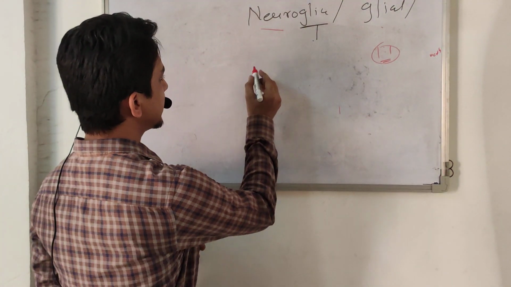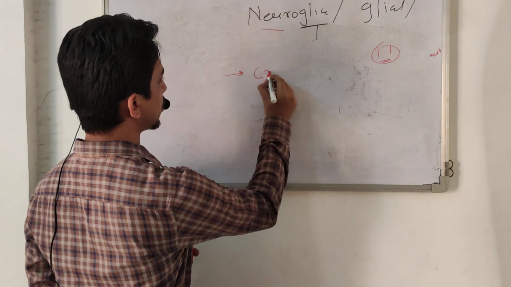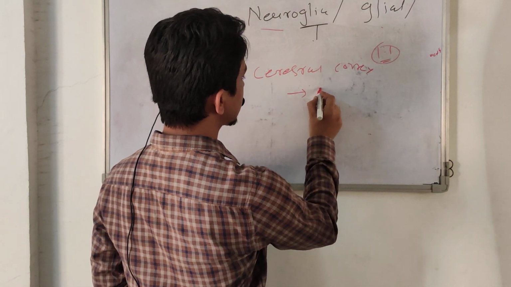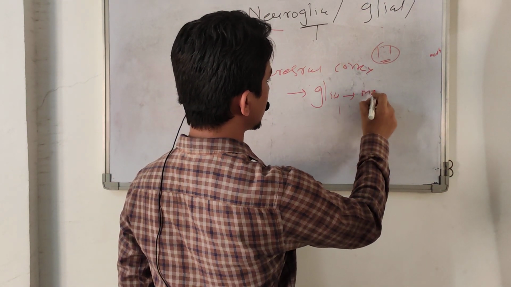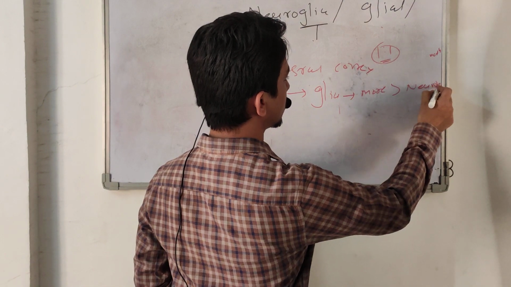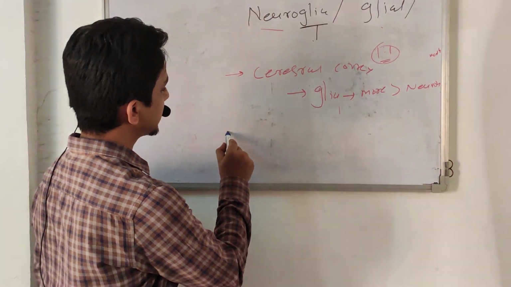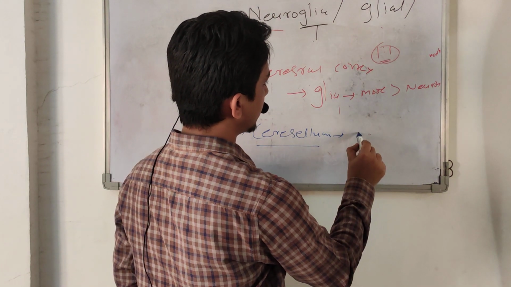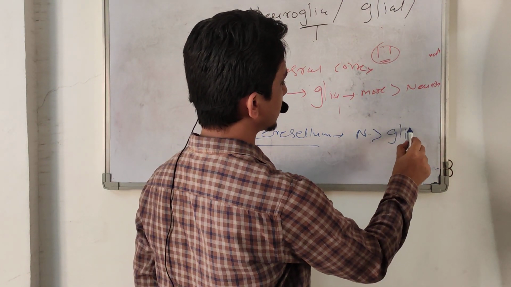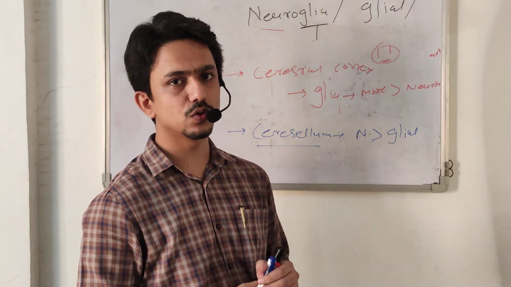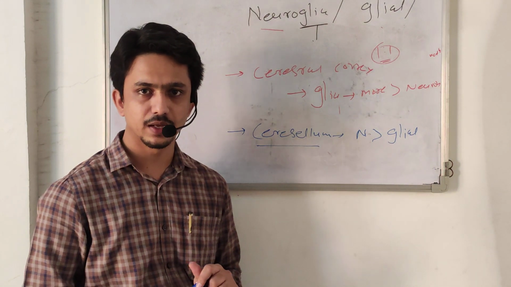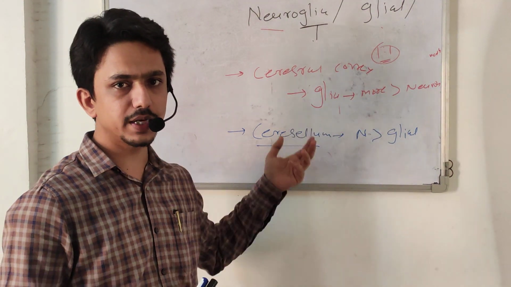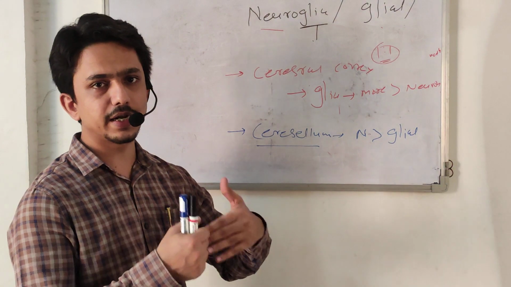For example, they are more in the cerebral cortex. Suppose we talk about the cerebral cortex, where glial cells are more. Glia is more than the neuron. Now we talk about the cerebellum, where neurons are more than the glial cells. So glial cells show different distributions. In the central nervous system, some areas have more glial cells than neurons, but in some areas there are more neurons than glia. This shows the variety.